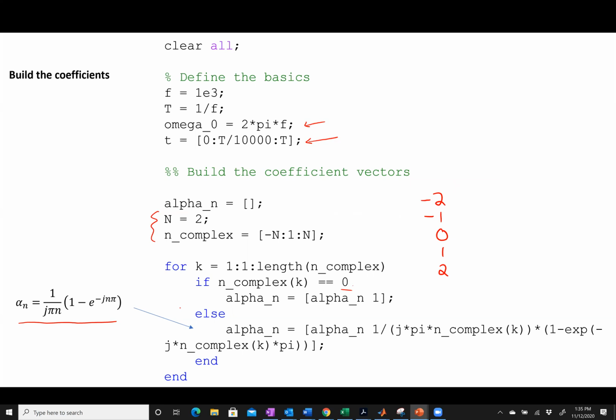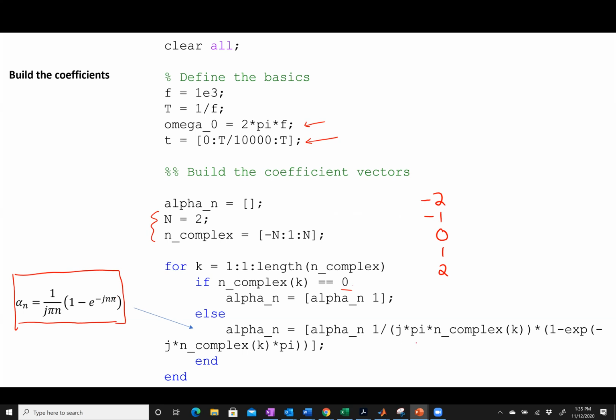All other n besides 0. So what am I doing? I'm appending again: alpha n, and then I append a value. I'm appending at the value of n that I'm talking about. I'm just putting in this equation right here: 1 over j pi n times that whole e to the negative j n pi.